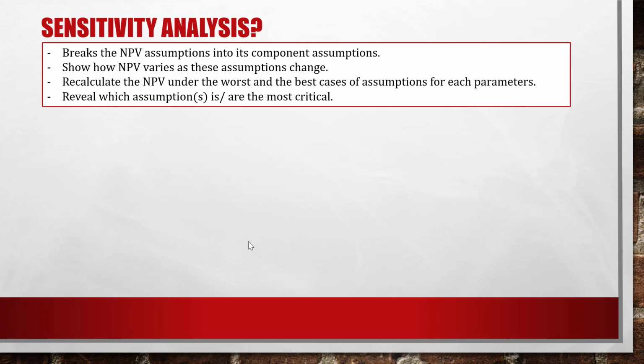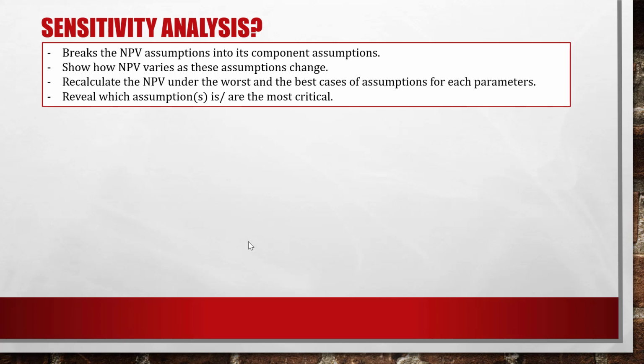So here the sensitivity analysis is basically a study that breaks the NPV assumption into its component assumptions, shows how NPV varies as these assumptions change, and we have to recalculate the NPV under the worst and the best cases of assumption for its parameters. And then from that study, we review which assumptions are the most critical. So we have 4 steps here. First, we have to break the NPV assumption into its component assumptions. For example, we have a couple of assumptions: the market size, the market share, the cost per unit, and so on.